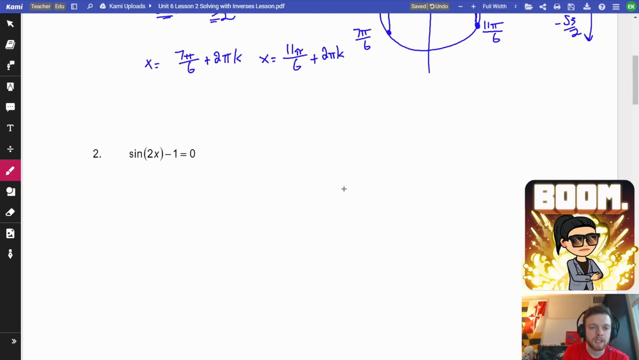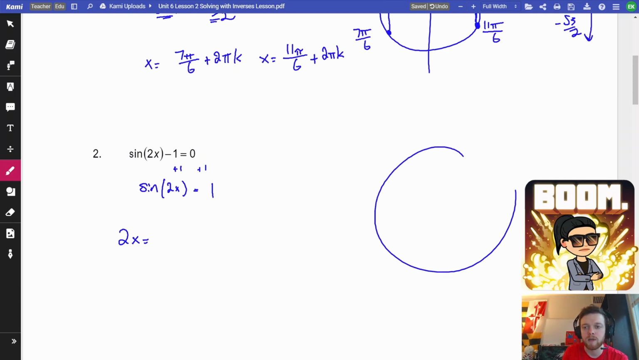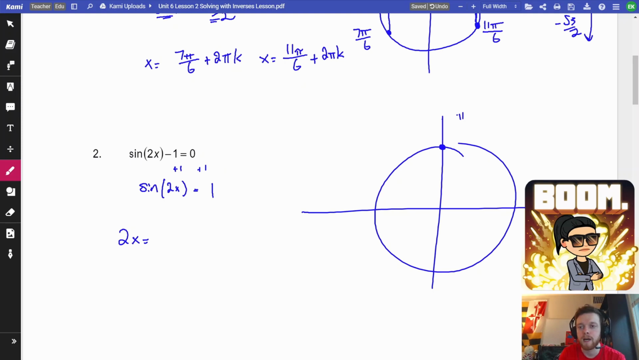So, like the last one, we're going to get the trig function by itself. I'm going to add 1 on both sides. But now we are solving for the places where sine is equal to 1. And I believe between 0 and 2 pi, there's only one place that happens. It is when the y coordinate is 1, which is right there. Pi over 2 plus 2 pi k.